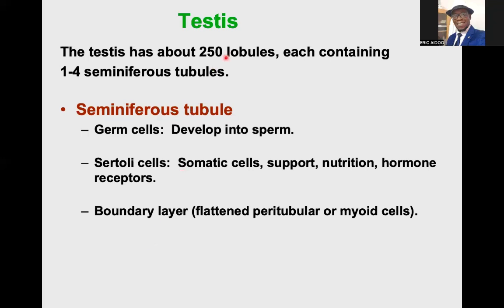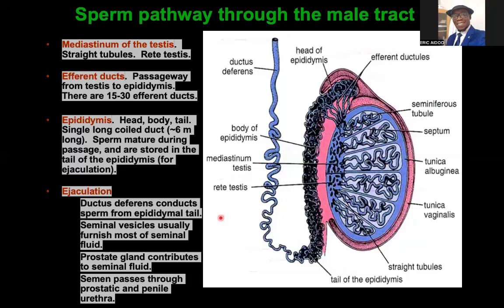In the testis, you have about 250 lobules containing 1 to 4 seminiferous tubules each. The seminiferous tubules contain 3 major cell types. Note that you have the germ cells, which are the spermatogonia, which will develop into the sperm. You have Sertoli cells, which are somatic cells. They are for support, nutrition, hormone receptors, among others. Then the boundary layer, which contains the myoid cells or the flattened peritubular cells.